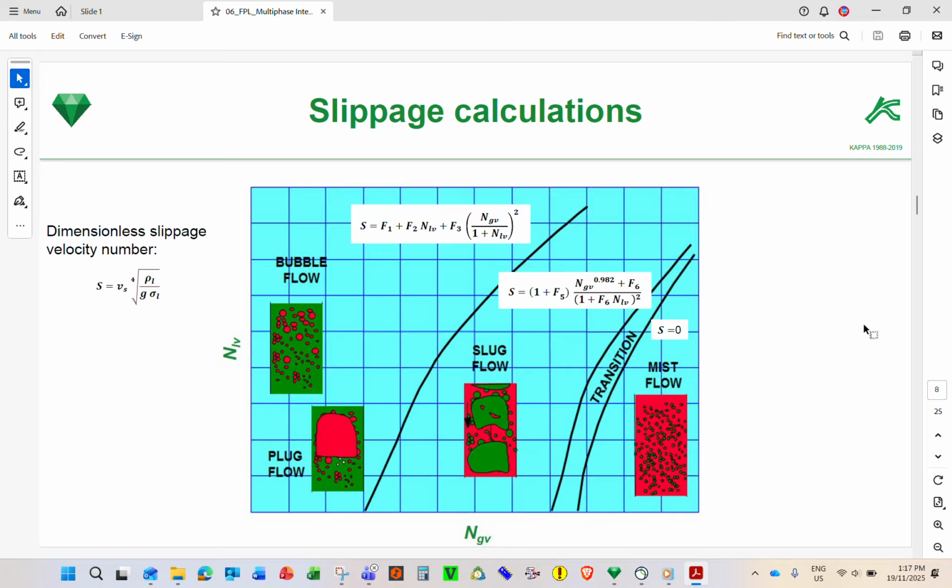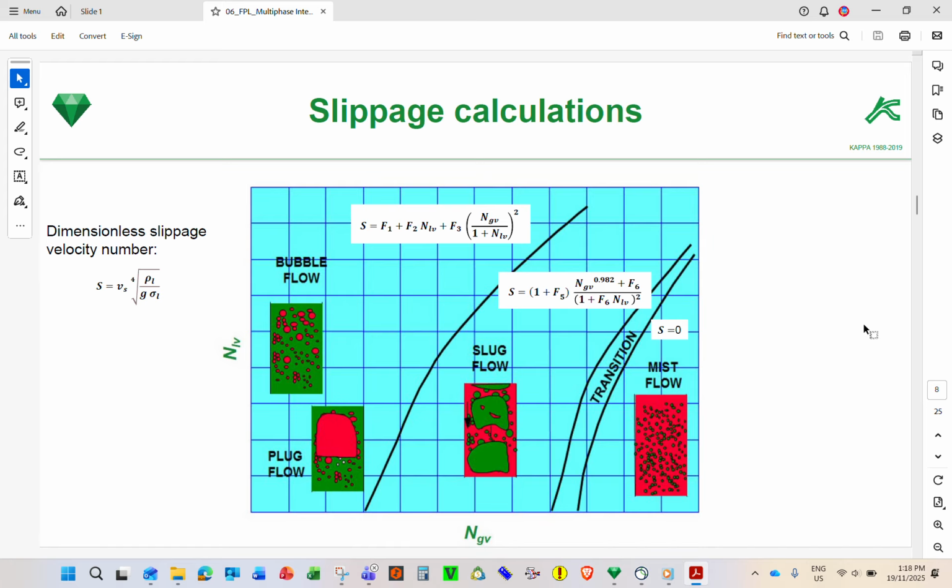So you might see this is a calculation. Basically, NLV is the velocity of the liquid, the superficial liquid velocity. There you have the constant: rho liquid divided by theta, which is the interfacial tension. Yeah, so that's the constant. So it's proportional to the velocity of liquid and gas.